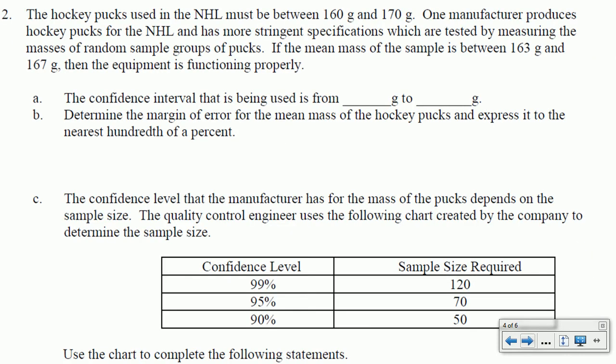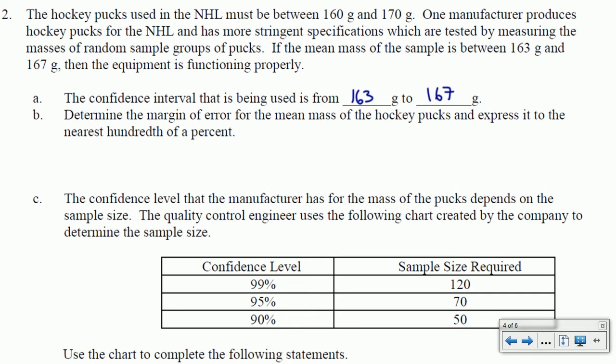In example number 2, we're looking at hockey pucks. So pucks in the NHL must be between 160 and 170 grams. One manufacturer produces pucks for the NHL and has more stringent specifications which are tested by measuring the masses of random sample groups of pucks. If the mean mass of the sample is between 163 and 167 grams, then the equipment is functioning properly. The confidence interval that is being used is from 163 grams to 167 grams.